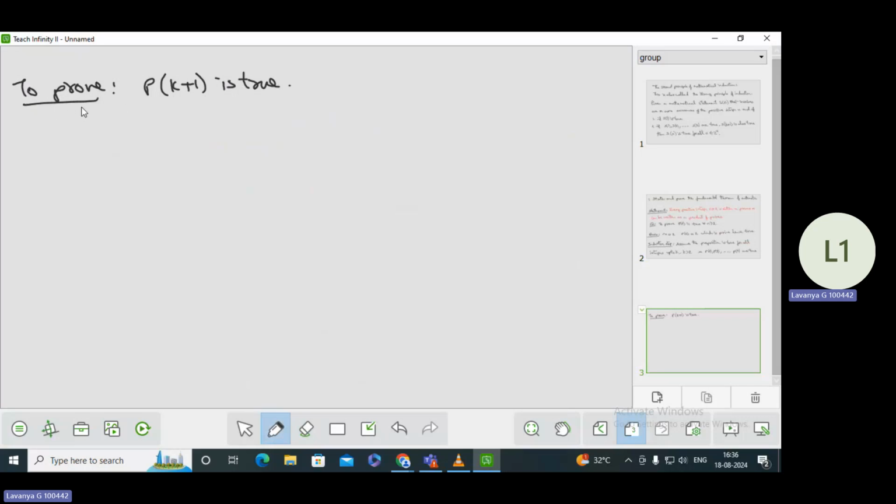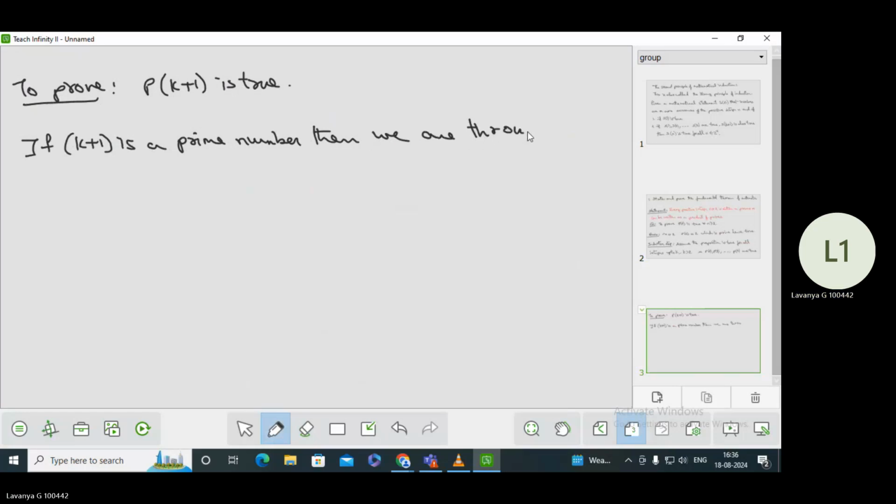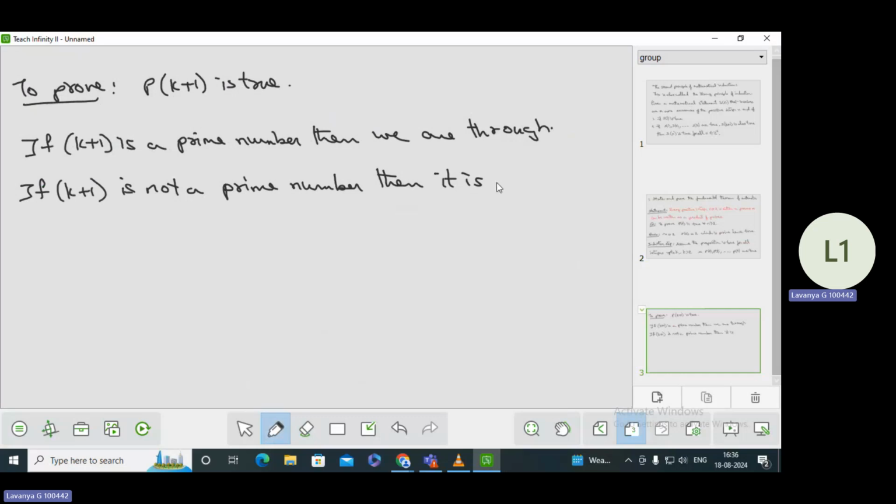Okay. So how to prove P of k plus 1 is true? If k plus 1 is a prime number, then there is nothing to prove. We are through. If it is not a prime number, then what happens? It is a composite number, so it can be factorized.